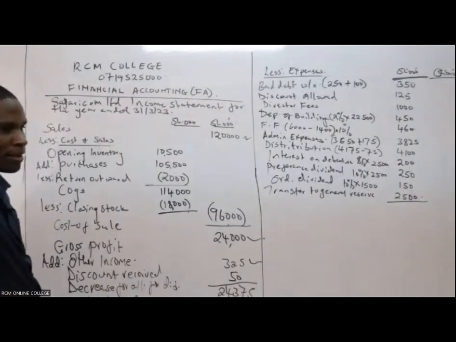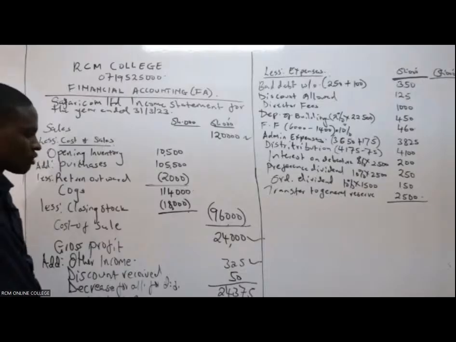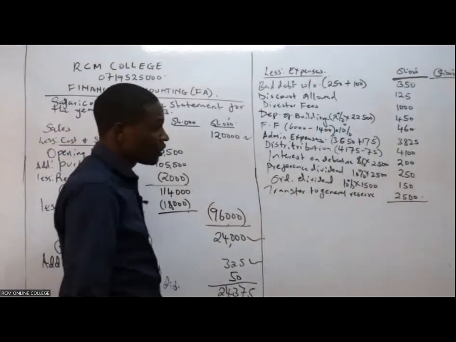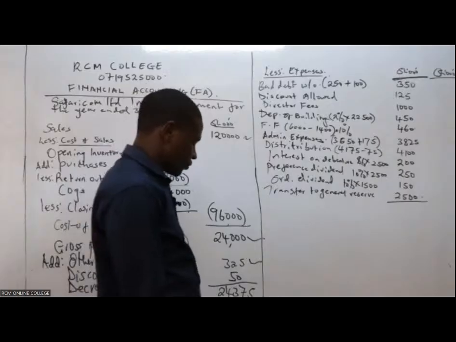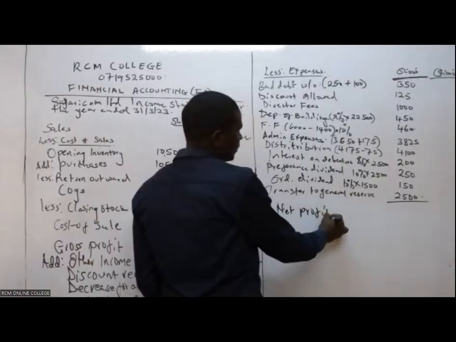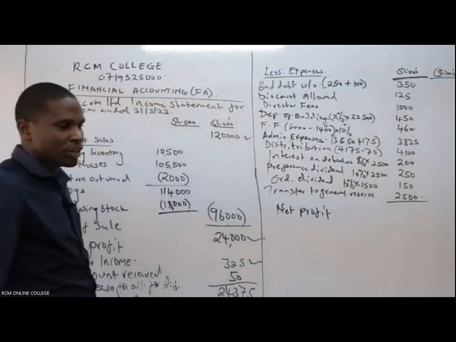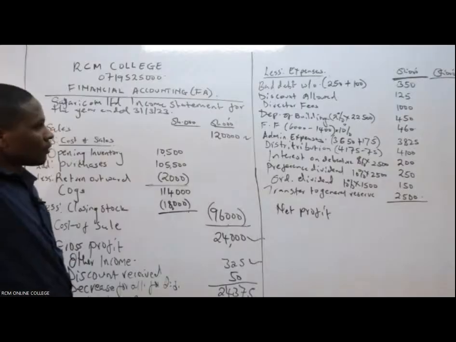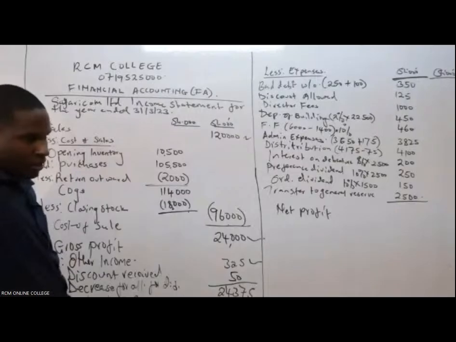Get the total expense there, so that we are able to subtract it from the net total profit. We get what? Net profit. What is the total expense? Somebody is doing it very fast. 350, add 125, 1000, like that, until the end. What is our total expense? Total expense is 13,160. That's according to Sharon Onyango.